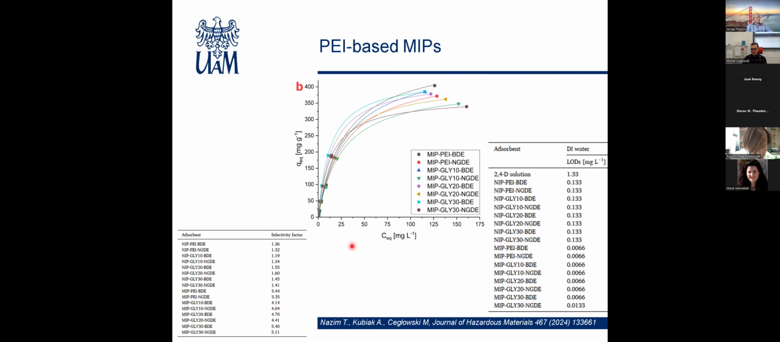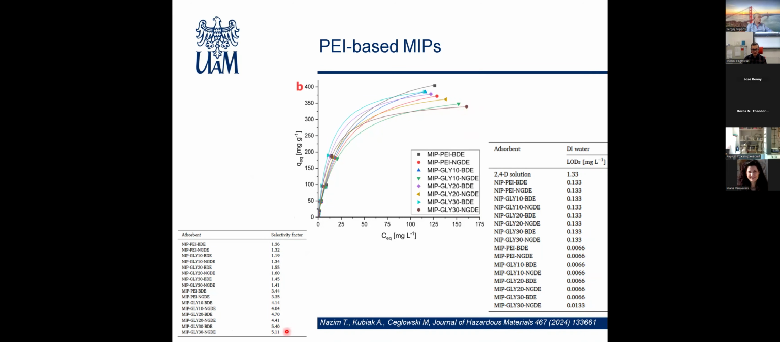And here is a lot of results, sorry for that, but basically, as you can see, the differences in adsorption isotherm are not that high. Actually, the best adsorption capacity was obtained for the unmodified material, so this one, a bit different than the one which I showed you previously. And the limits of detection for all MIPs are the same, except the one with the highest glycidol content and also cross-linked with NGDE. This is this one. We actually got a slightly worse limit of detection than for the other ones, so that was not improved.